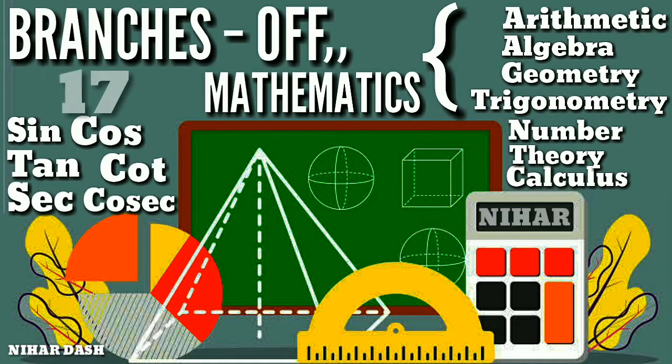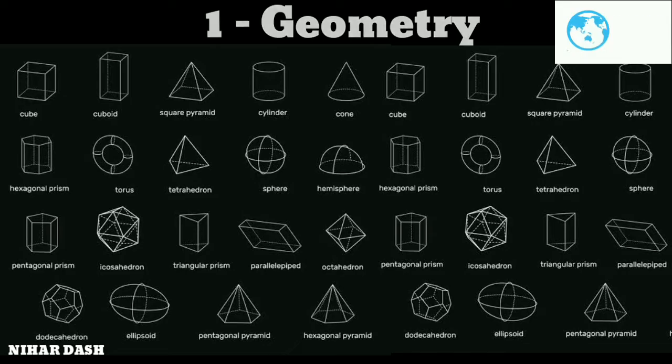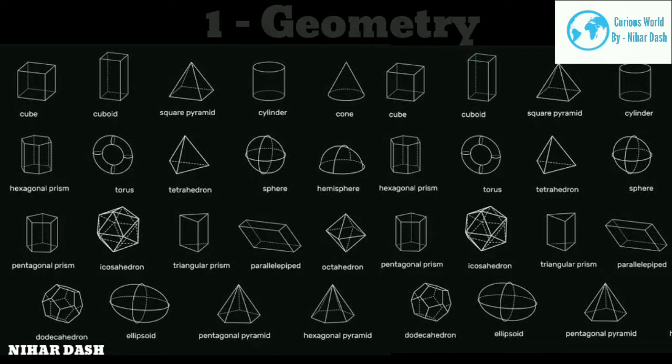With the immense and rapid progress in science, there is a variety of branches and sub-branches found in mathematics. However, there are 17 major branches divisions which are given by Nehor Dash for public domain purpose only. 1. Geometry.